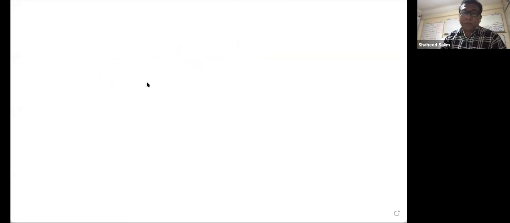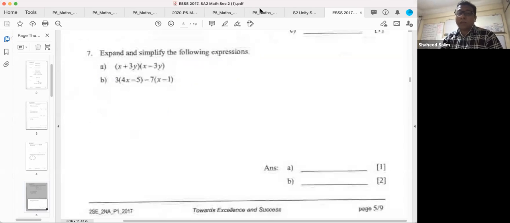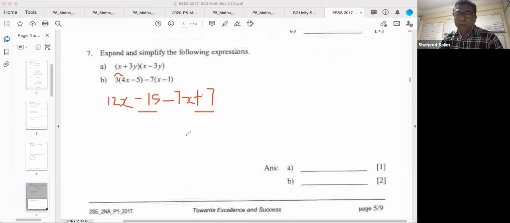Please understand. Okay, we try the next one. How to do the next one? Okay, you expand it. Shafi and Inshi have already done. So 3 times 4x, 12x. 3 times minus 5, minus 15. Next one, 7 times x, minus 7x, because minus times plus. Minus times minus becomes plus. 7 times 1, 7. The numbers, put them together. Minus 15 plus 7. Then 12x minus 7x.